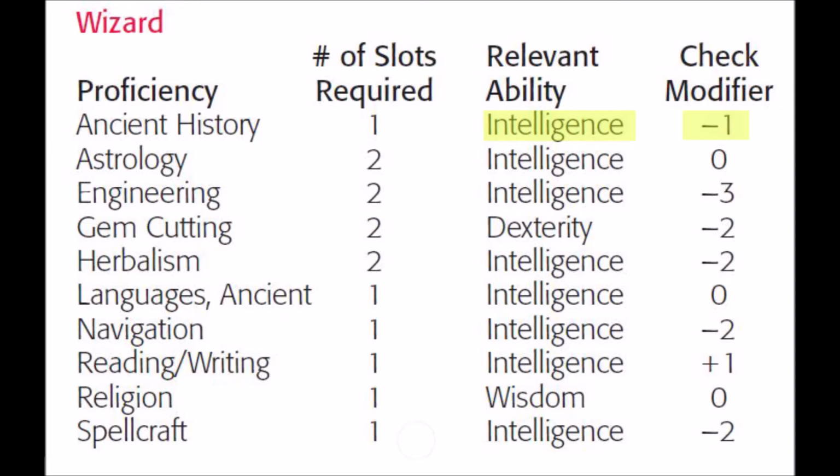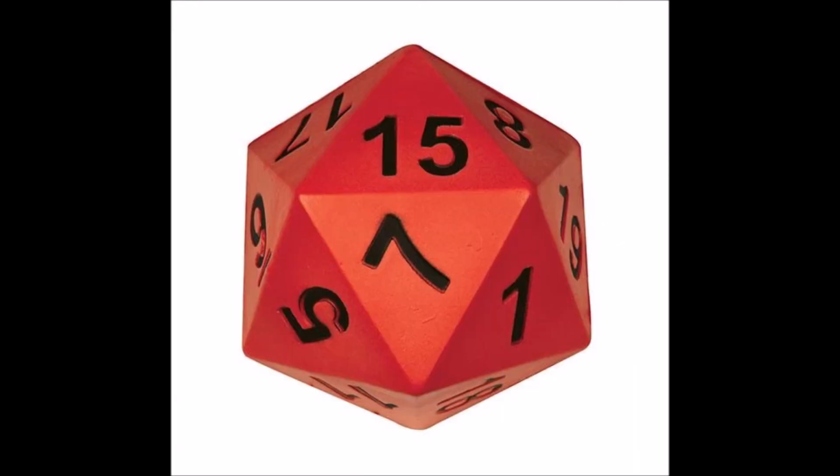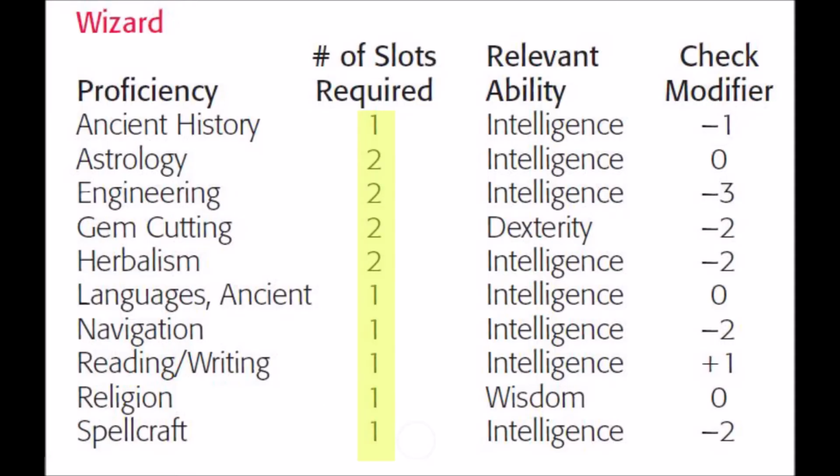What this means is for the wizard to succeed, he must roll under his intelligence minus 1. So he needs a 15 or less to succeed. As a note, the column marked number of slots required shows the number of non-weapon proficiency slots that must be spent to acquire a particular non-weapon proficiency.